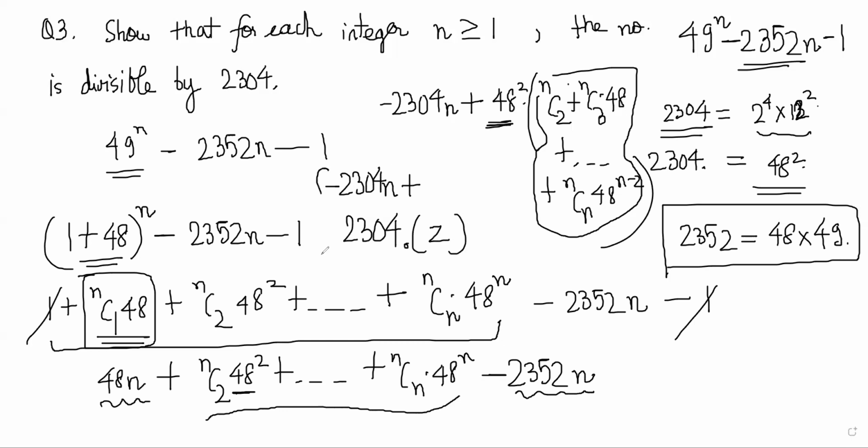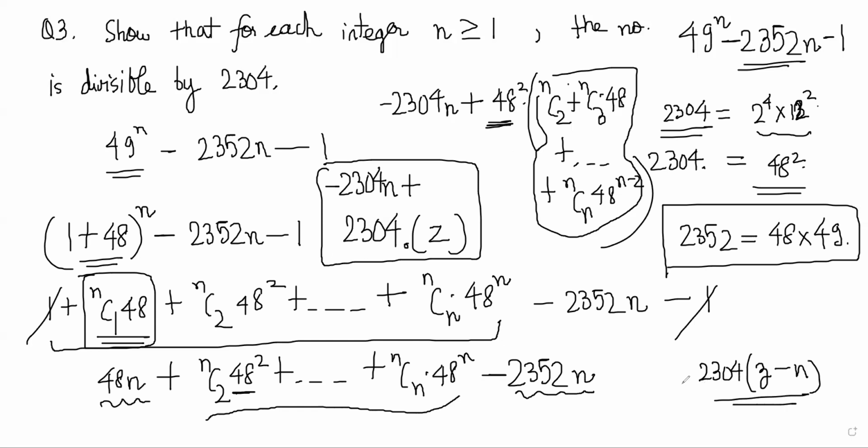So it is clear that this expression is divisible by 2304. You can take 2304 common, you get some integer minus n, right? This is 2304 times some integer minus n. So it is clearly divisible by 2304.